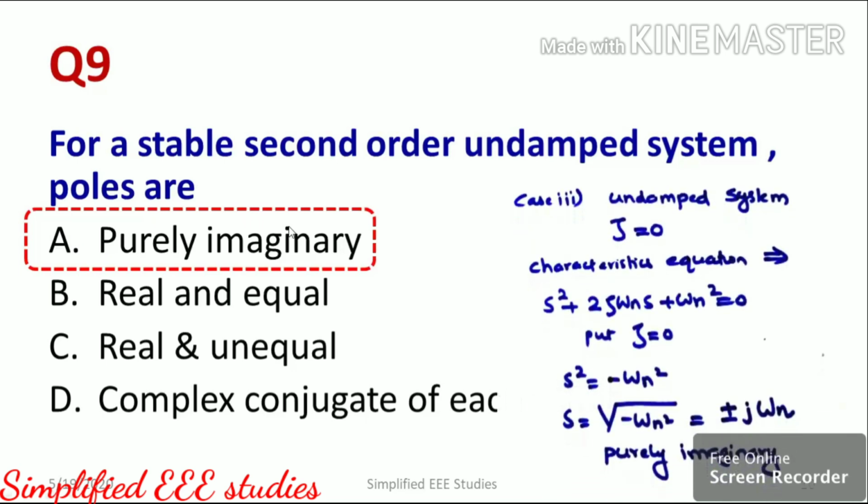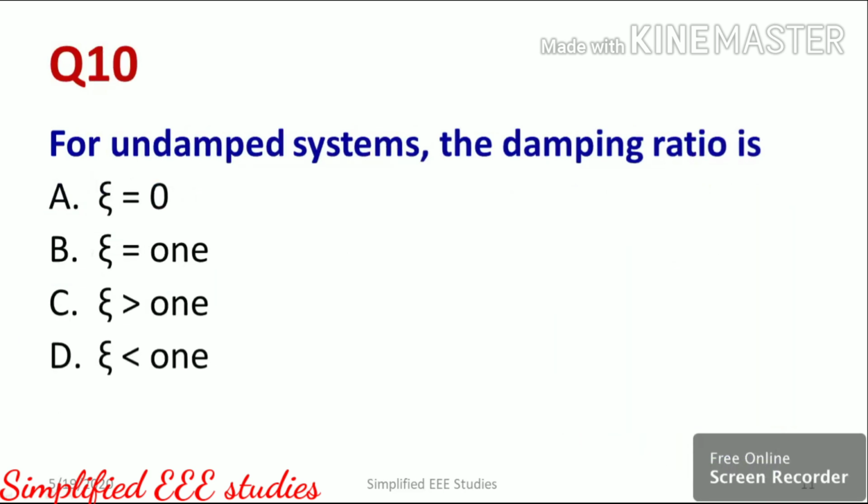So let us consider the third case. For an undamped system, if zeta equal to 0, then it is known as an undamped system. Now let us modify the characteristic equation, that means s square plus 2 zeta omega n s plus omega n square equal to 0. This is known as the characteristic equation. Now you can put zeta equal to 0. If I put zeta equal to 0, what should I get? s square equal to minus omega n square. From this I will be calculating s, that means square root of minus omega n square, that is nothing but plus or minus j omega n. That means it is purely imaginary. Then I can say that option A is the right answer.